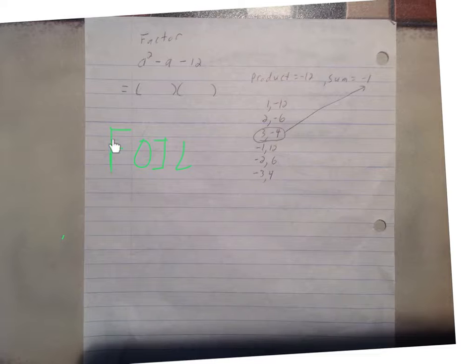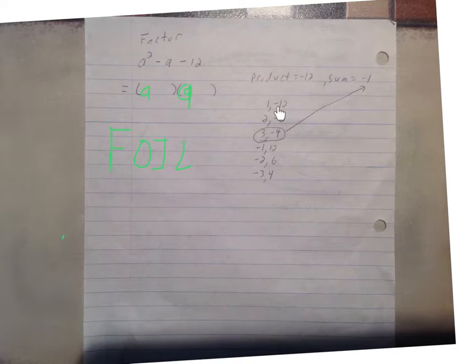So the product of the first terms has to be a squared. So that means you'd have an a here and an a here. Then, when the leading coefficient is 1, you look at the negative 12. You want to look for two numbers whose product is negative 12 and whose sum is negative 1.